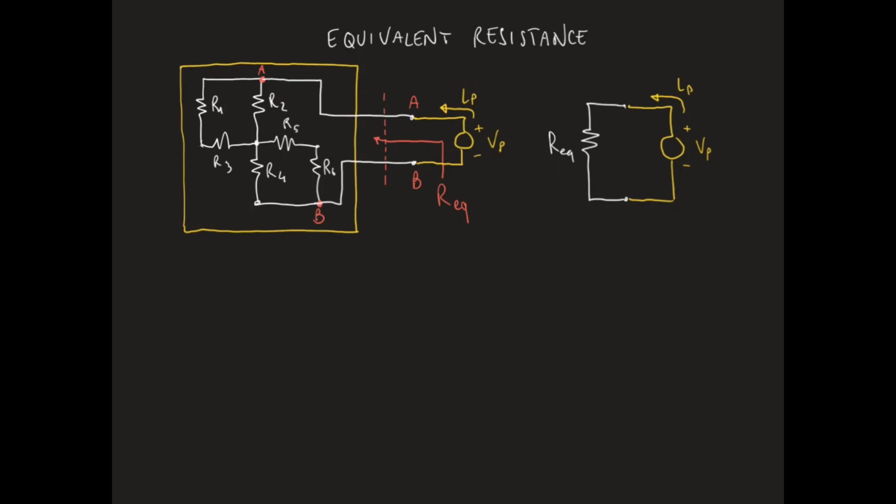Note that if we put the equivalent resistor R sub EQ also inside the box, then we couldn't tell the difference between the network we started from and the equivalent resistor. Actually, the two networks behave in exactly the same way when we apply a voltage source Vp to the two exposed terminals.